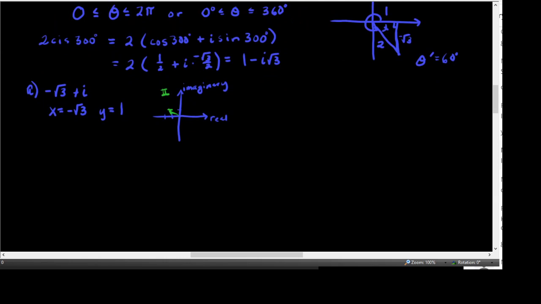Okay, so r is the square root of x squared plus y squared. Negative square root of 3 squared is positive 3, plus 1 squared, which is 1. So that's 4. And so the square root of 4 means that r is 2. And remember, in this world, when you're writing the polar form of complex numbers, r will always be positive. So please be careful there.